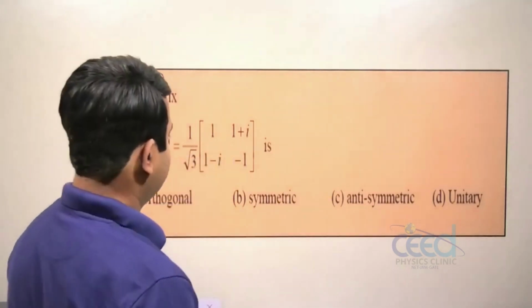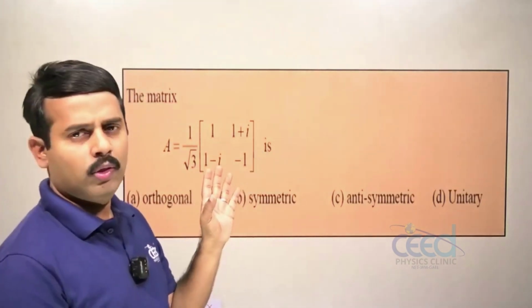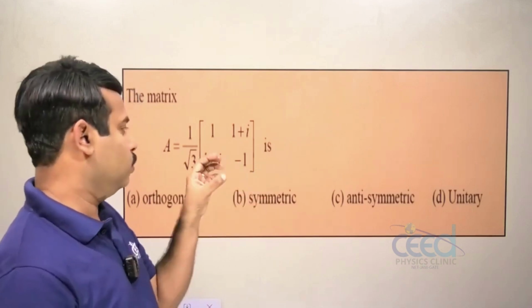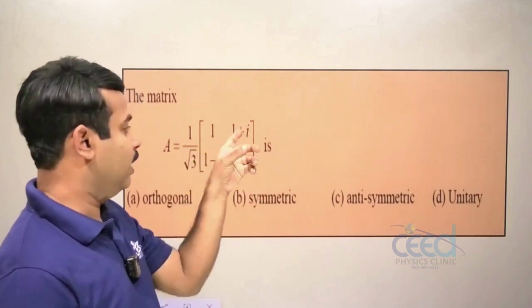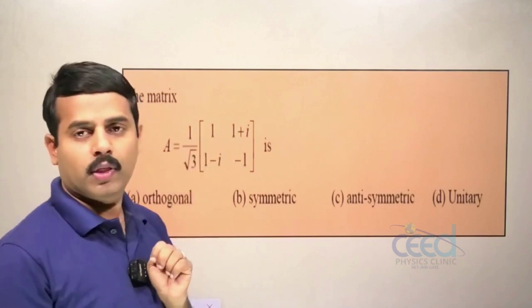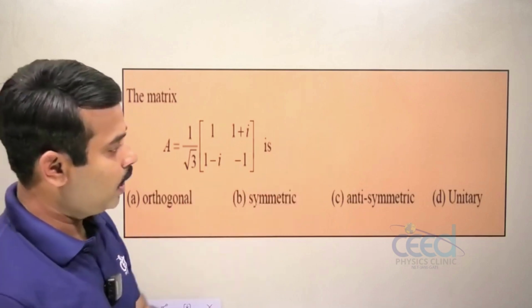Symmetric and anti-symmetric, that is not possible because A transpose can never be equal to A, and A transpose can never be equal to minus A either. By taking the transpose, this alignment will change, right? Rows become columns and columns become rows, right? So the next possibility is orthogonal and unitary.